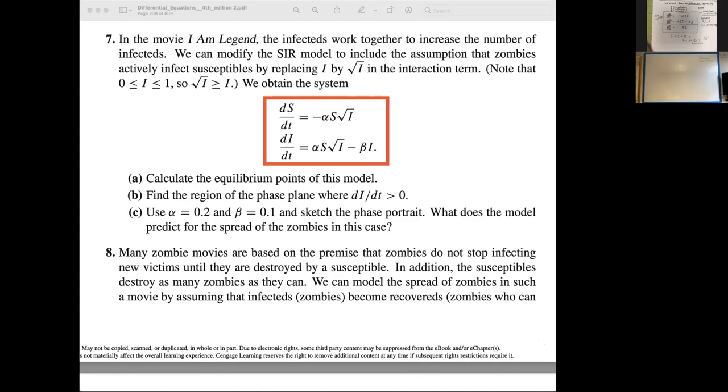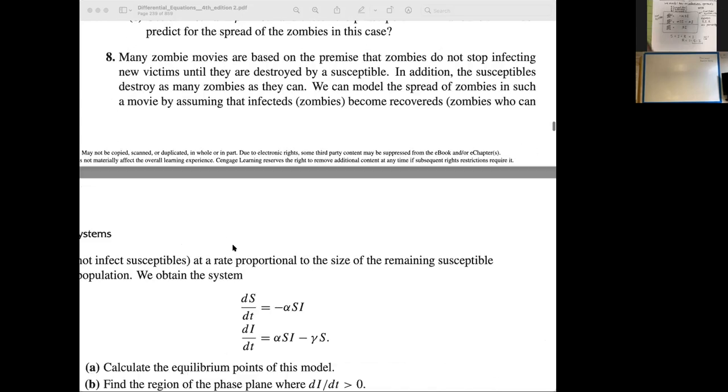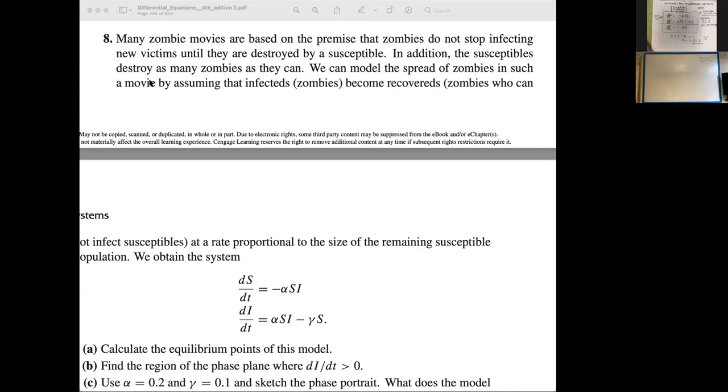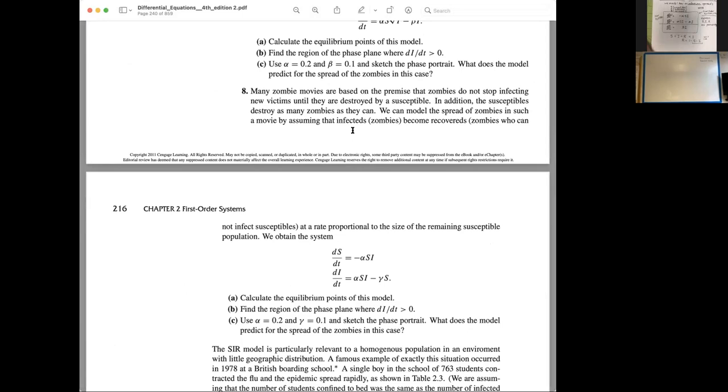Right? Let's try again. Some zombie movies, well, okay, let's talk about, and I've never watched a single episode of The Walking Dead, but let's talk about many zombie movies where zombies just keep coming at you until the humans destroy them. So they do not stop infecting new victims until they're destroyed by a susceptible. In fact, the susceptibles destroy as many zombies as they can. I guess, again, I've never watched the show, but I guess that's the premise of The Walking Dead, that you're at war. Or, you know, talk about World War Z, Brad Pitt. I wonder which case is World War Z? Is World War Z more like problem 7 or problem 8? You think about that.